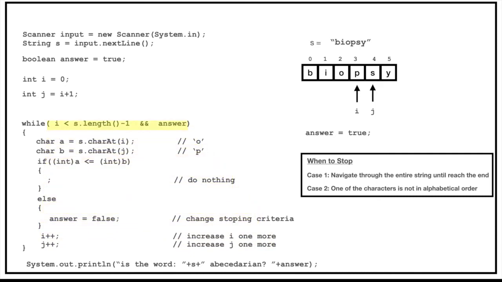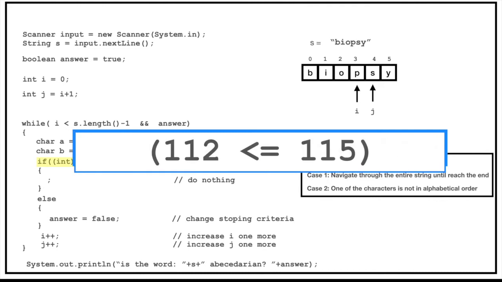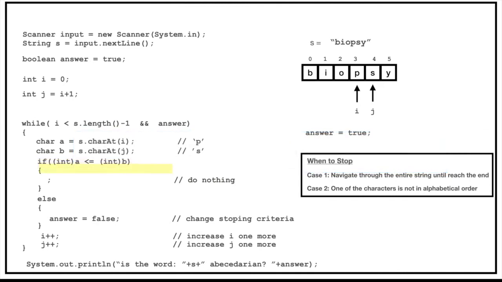After that, we loop back. Both of those conditions remain true. That's where we visit the loop again. We extract the position I, which is P. We extract the position J, which happens to be S. We compare. Here we check if the value of P is less than or equal to S, which is indeed true. In other words, is 112 less than or equal to 115? Indeed true. So next step, we do nothing. And then we move to the next step, which is increasing both variables.